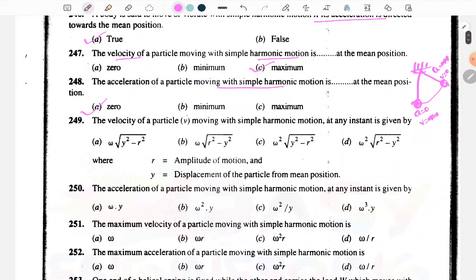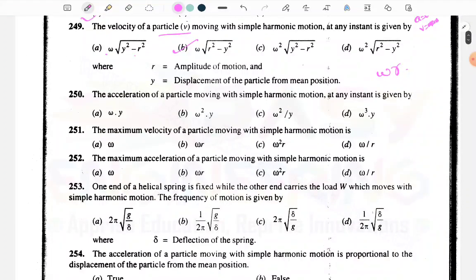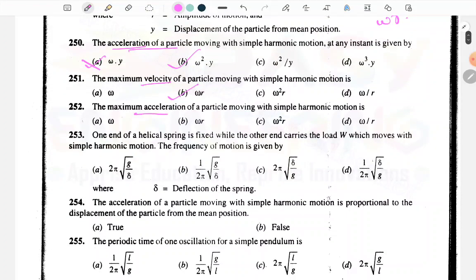The velocity v is equal to omega into r. So omega into r should come outside. So it should be square. 49 is b. Acceleration of particle, omega into r, omega square into r. Here acceleration is asked. If it is velocity, omega into r. Okay, so 250 is b. Maximum velocity is now asking omega into r. Maximum acceleration, omega square into r.